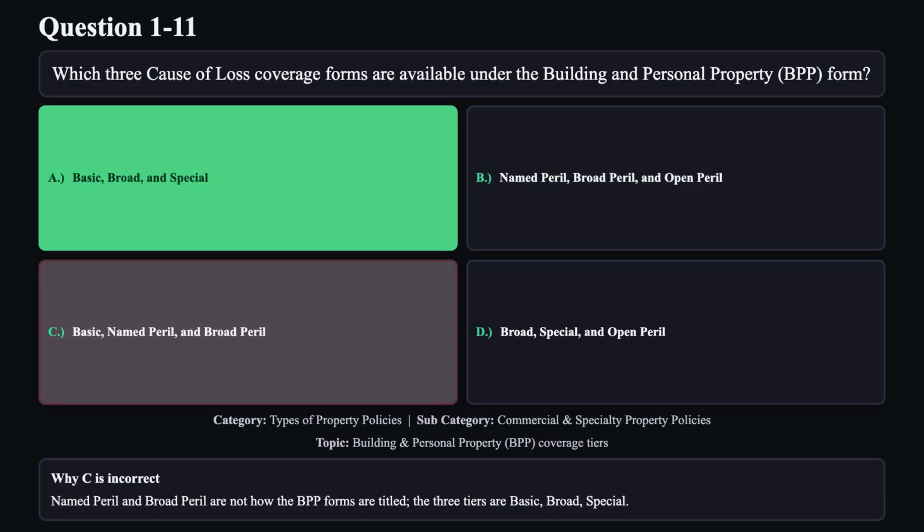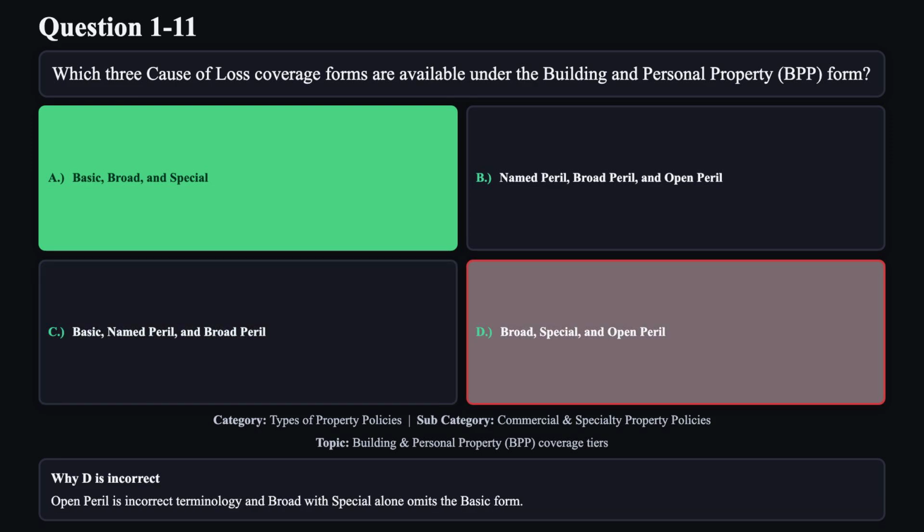Reason C is not correct. Named peril and broad peril are not how the BPP forms are titled. The 3 tiers are basic, broad, special. Reason D is not correct. Open peril is incorrect terminology, and broad with special alone omits the basic form.